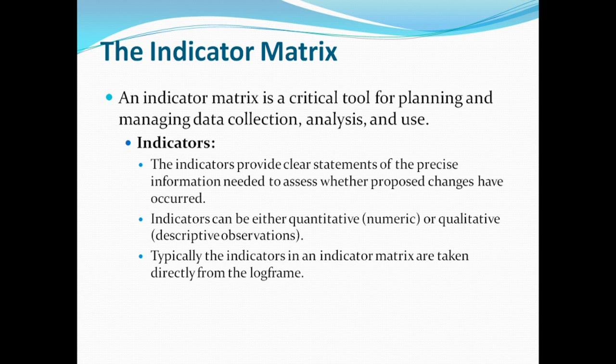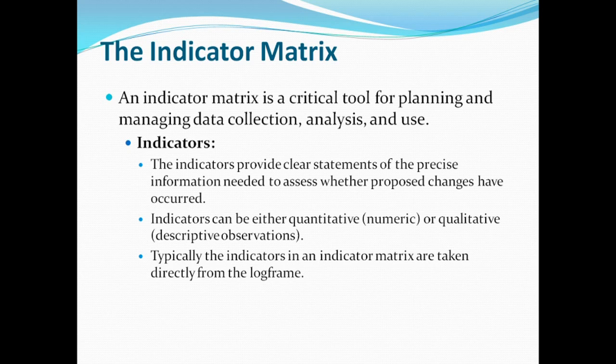Now, while the names and the formats of the indicator matrix may vary, for example, monitoring and evaluation plan, indicator planning matrix, or data collection plan, the overall function remains the same. And usually the project donors have a certain standard required format. For example, USAID has its own standard required format, which you will adopt if you are applying for their project.